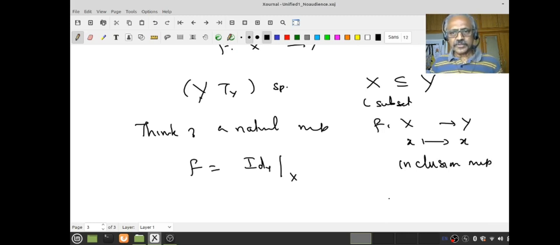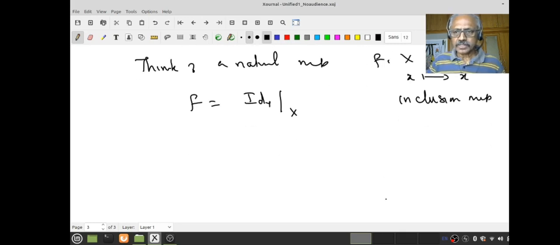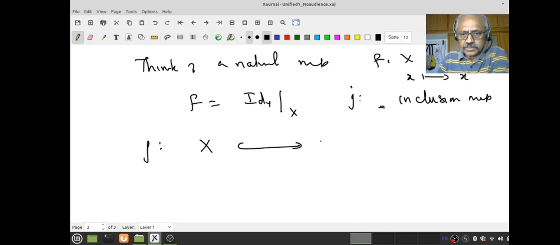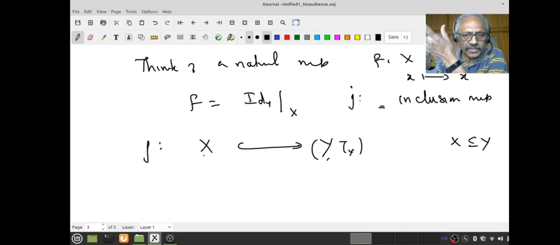So what is the question I'm asking now? Call this map J. So J is the inclusion map from X to Y, where X is a subset of Y, and Y already has a topology. So what am I asking for? I'm asking for the smallest topology on X.